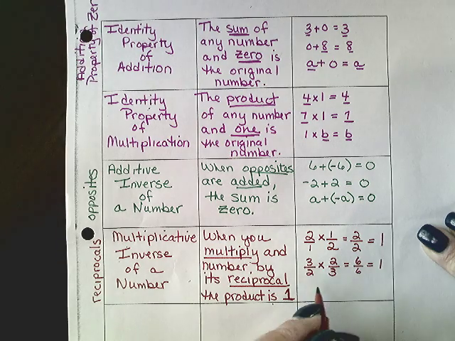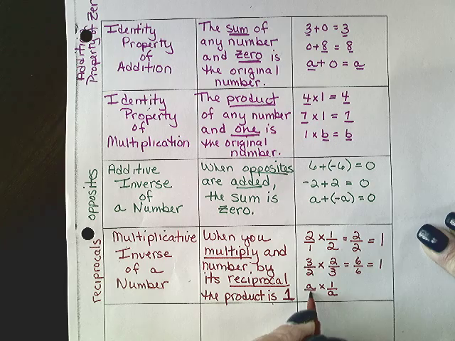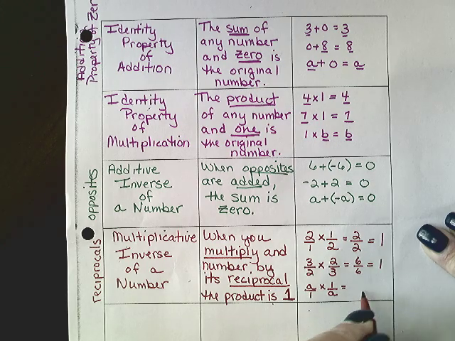And it also works with variables. If I have a times 1 over a, and remember I could put that over 1 to make it into a fraction, I would end up with a over a, which is equal to 1.